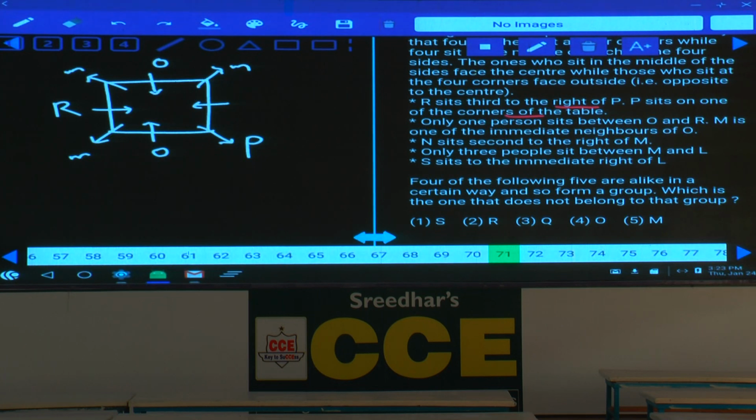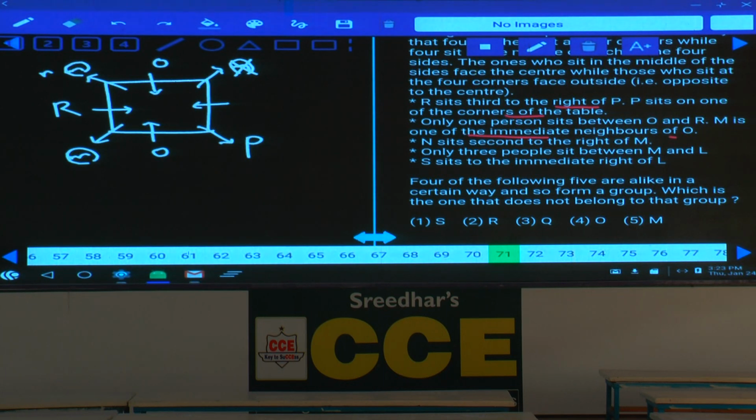And only one person between O and R. M is one of the immediate neighbors of O, and N sits second to the right of M. As N is seated second to the right of M, now if you take M at this place, then N sits second to the right of M, it is possible. Or if you take M at this place, N sits second to the right of M, it is also possible. Then what is the other possibility here? M cannot be at this place, because if M is here, N and P must be in the same place, which is not possible. Hence finally, among those 3 possibilities to this M, we are having only 2 possibilities.